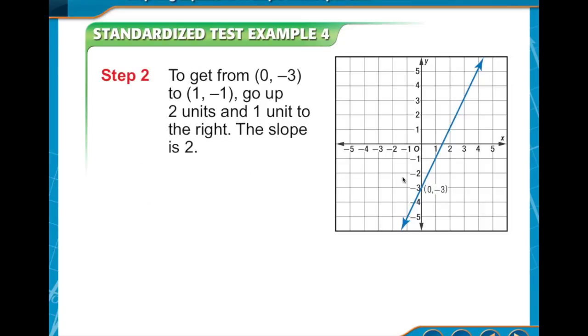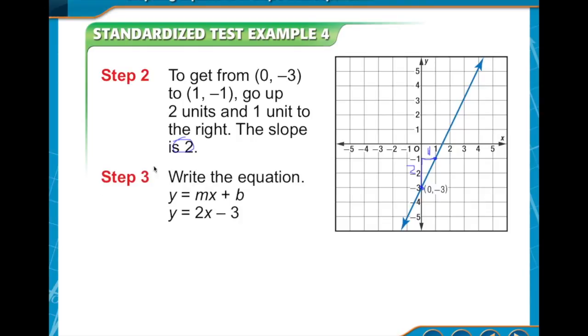Well, if we track between 2 points, we can find the slope. So if we go between 2 points, we would see the slope is 2. And I can check that here. Say I pick this point and this point. How did I change? Well, I rose 2, went over 1. That's 2 over 1, which is just 2. So we know that that's the slope. So our equation then must be 2 for m, -3 for b. So that gives us y = 2x - 3. That is our final equation for this standardized test example.